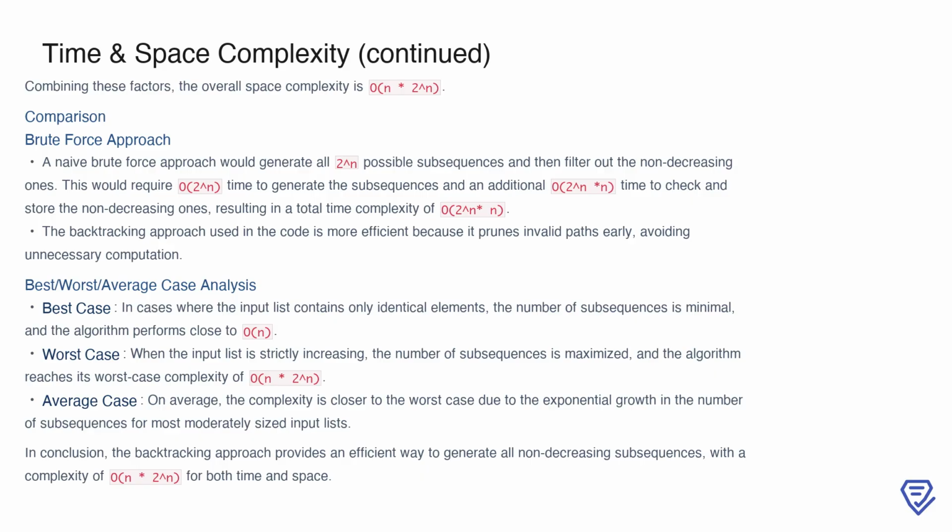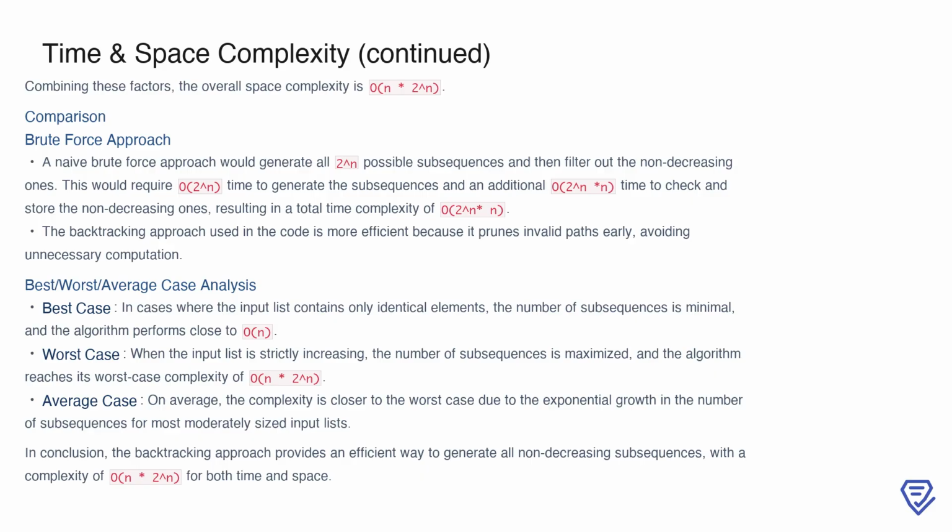By contrast, the backtracking approach is more efficient because it avoids exploring invalid paths, saving computation time. When analyzing the algorithm's performance under different scenarios, the best case occurs when all elements are identical, reducing the number of subsequences significantly, and the algorithm runs in close to n time. The worst case arises when the input list is strictly increasing, maximizing the number of subsequences and pushing the complexity to n*2 to the power of n.